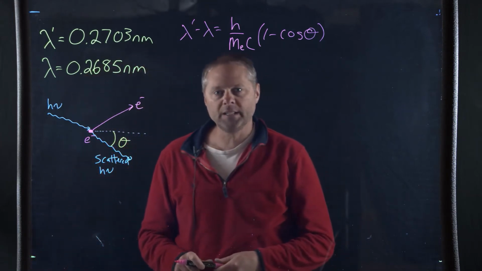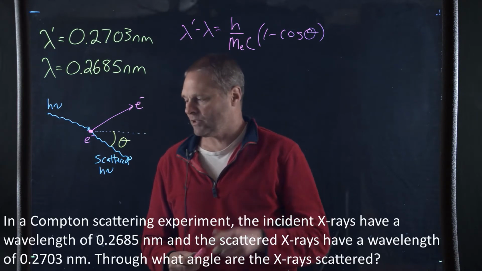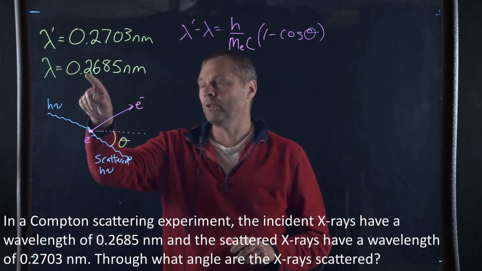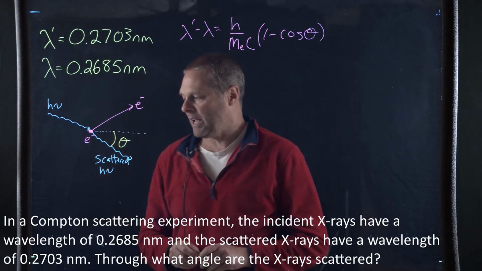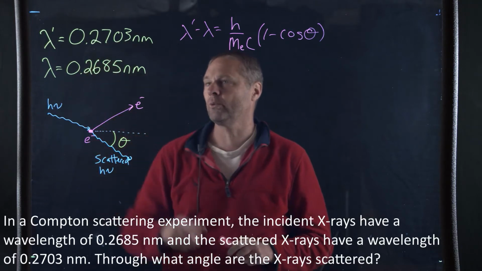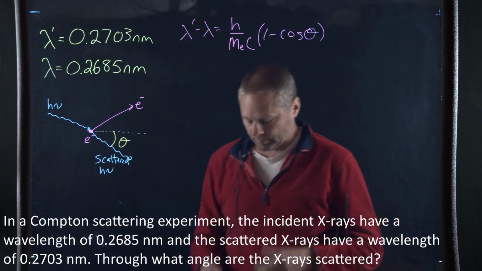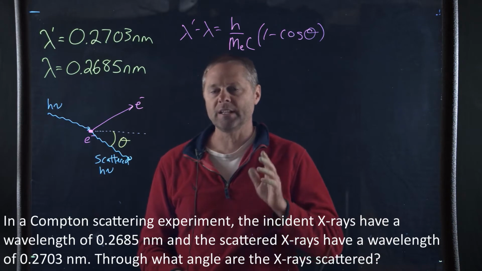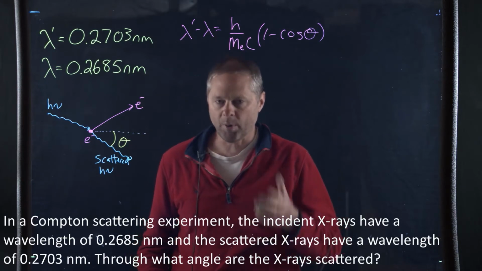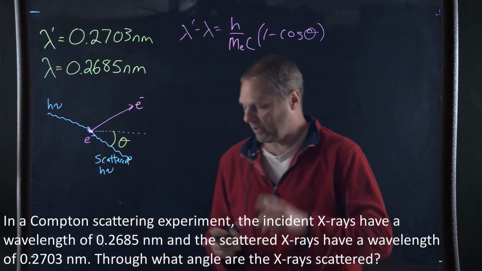And so the problem reads as such. In a Compton scattering experiment, the incident X-ray has a wavelength of 0.2685 nanometers, and the scattered wavelength is 0.2703 nanometers. Through what angle are the X-rays scattered? The interesting thing about the Compton scattering effect is that you can now treat the photon as though it were a particle as opposed to just being a wave. So let's plug these values in and solve this.